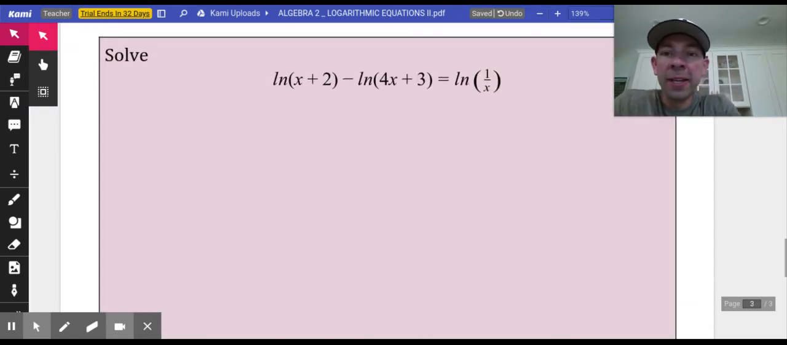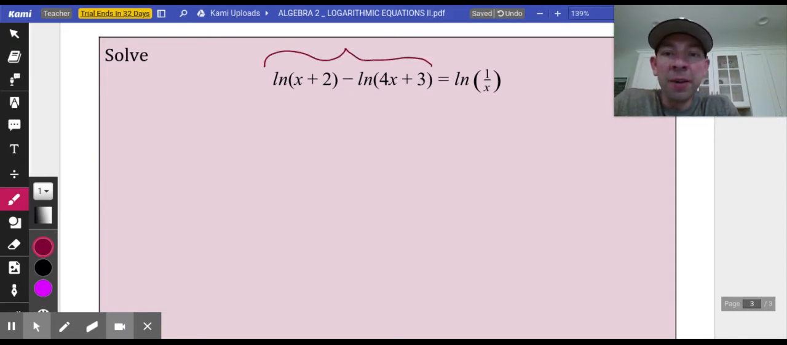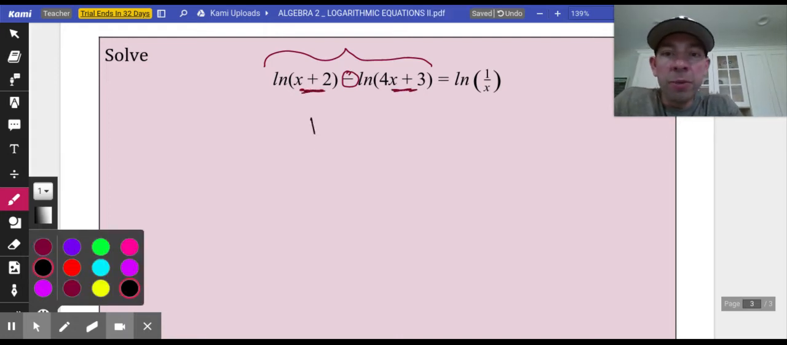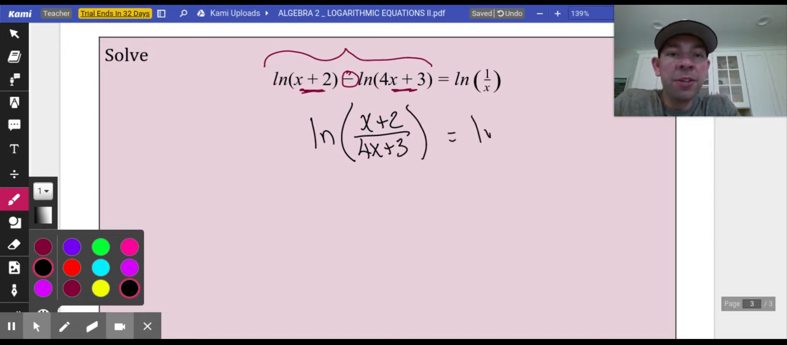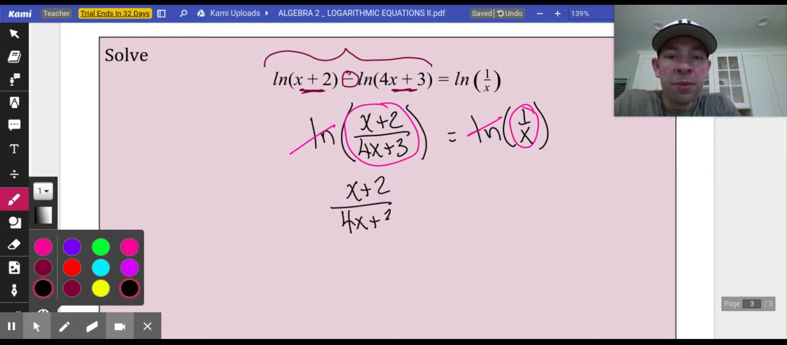All right, let's test our luck on this one. Right away, we're seeing multiple logs on the left-hand side. We're thinking condense, and because of that minus sign, we're going to take this quantity and divide it by this quantity right here. So we've got the natural log of x plus 2 divided by 4x plus 3 equals the natural log of 1 over x. At this stage of the game, we know that this inner function has to equal this inner function. We'll equate those, basically cancel out those logs. So x plus 2 over 4x plus 3 is equal to 1 over x.